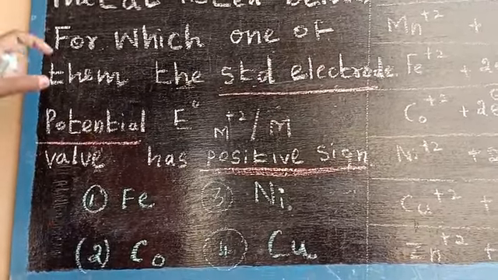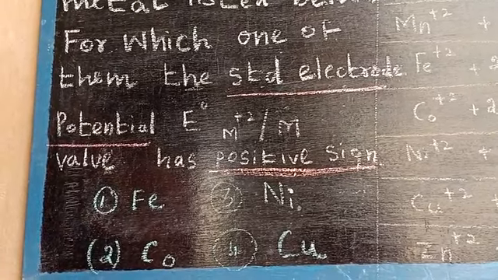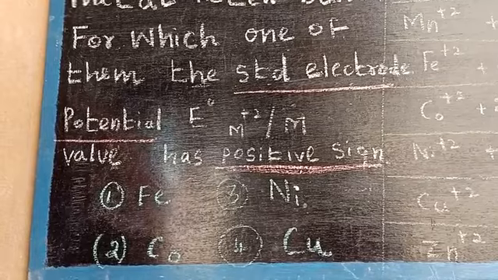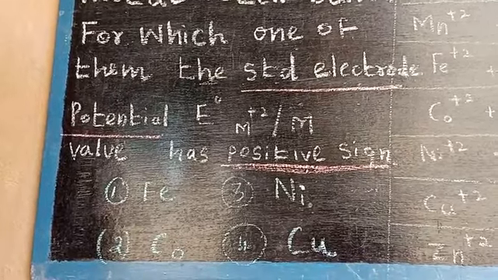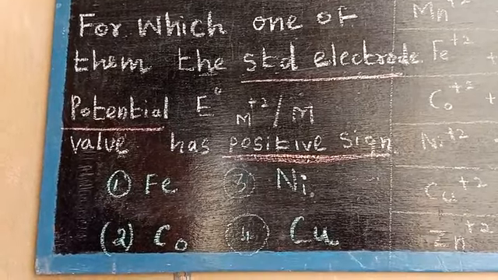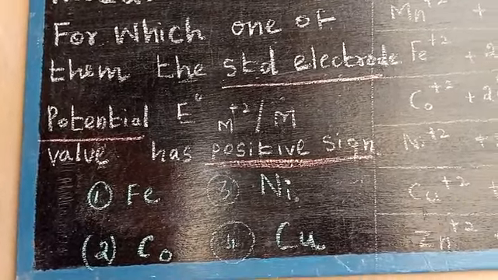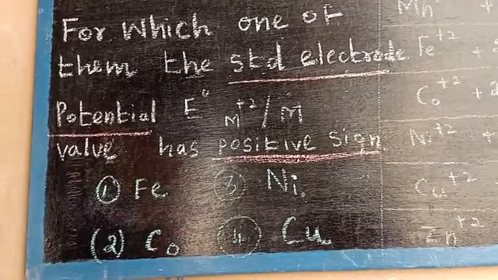Now this standard electrode potential is used to measure the oxidizing and reducing power of an element; it is measured in terms of the standard electrode potential. So we know about the standard electrode potential. Here the question is, which element has the positive sign?